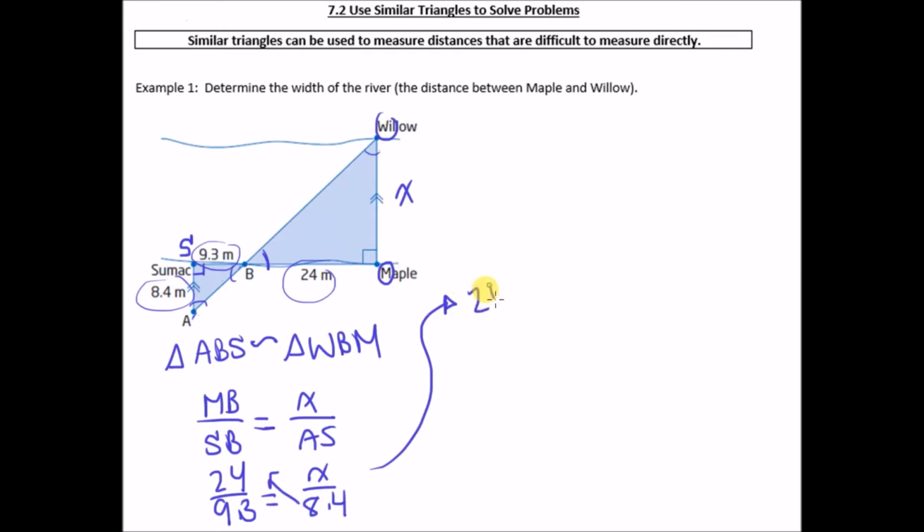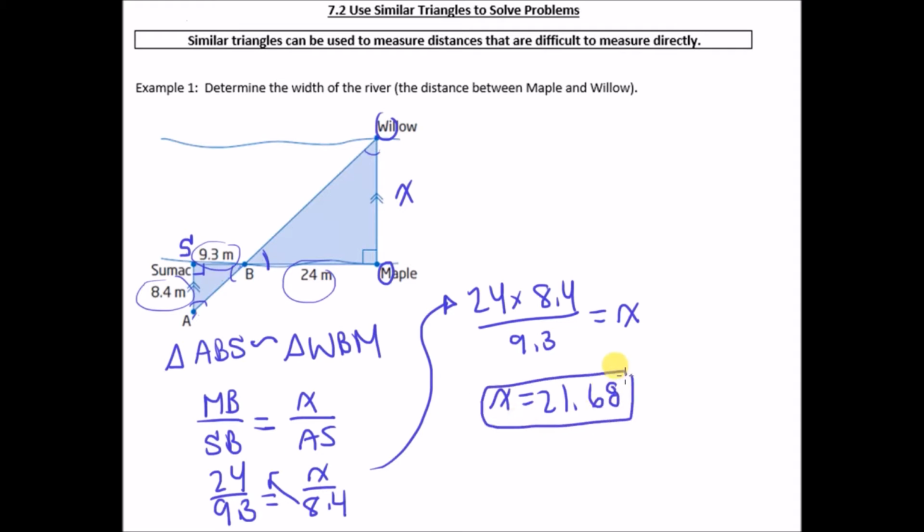Okay, so we can go 24 times 8.4 divided by 9.3. And that's going to equal our X. So we go 24 times 8.4 divided by 9.3. And we get X equals 21.68 approximately. Okay, and that's going to be in meters. So we can say therefore it is 21.68 meters from Willow to Maple.